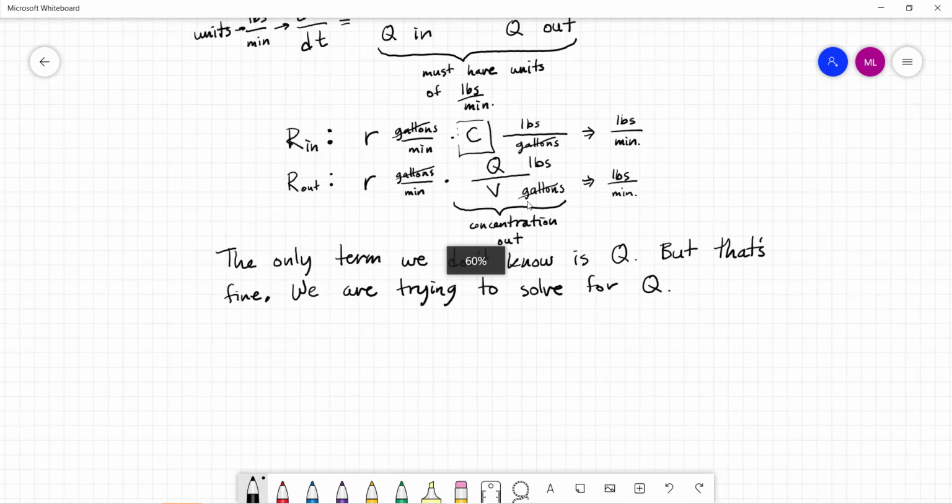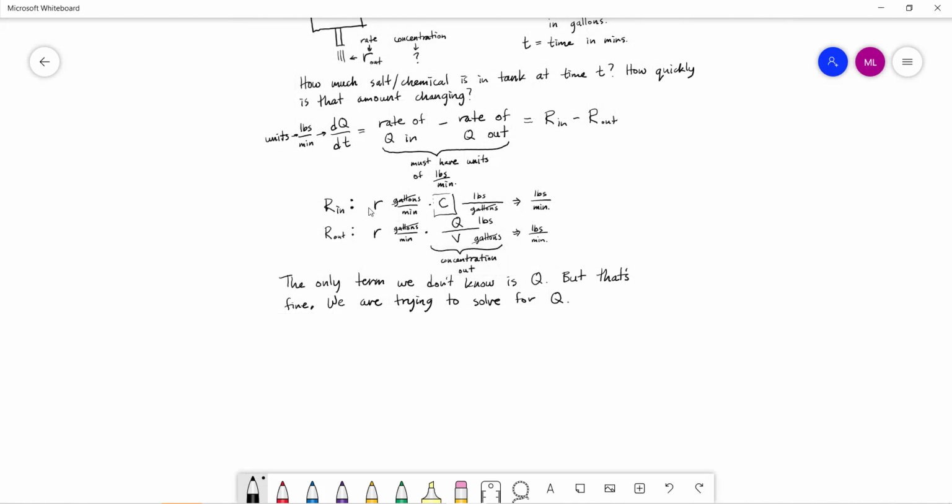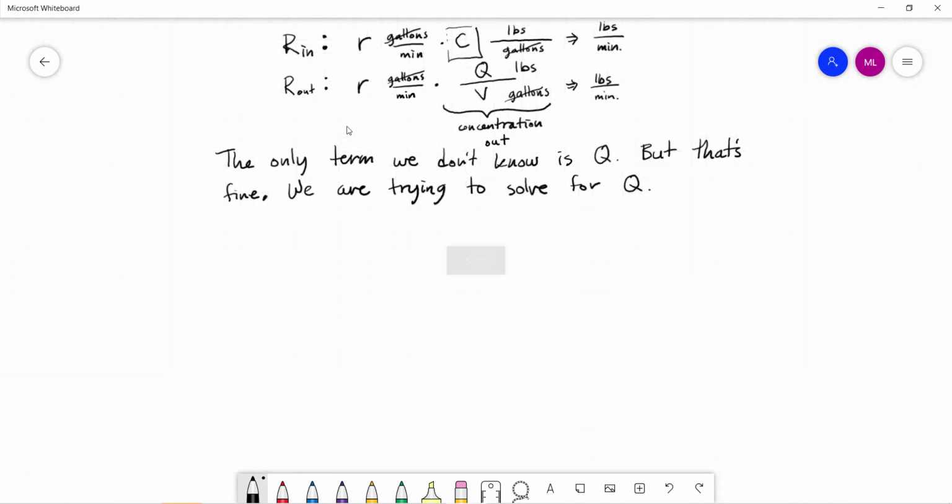So, if I put these quantities that we just came up with here in place of my R in and my R out and set them equal to dQ/dt, we get the following. dQ/dt, the rate of change of salt in that tank, is the rate in, which was R times C, both of which should be given in the problem, minus R out, capital R out, which is R times Q over V.